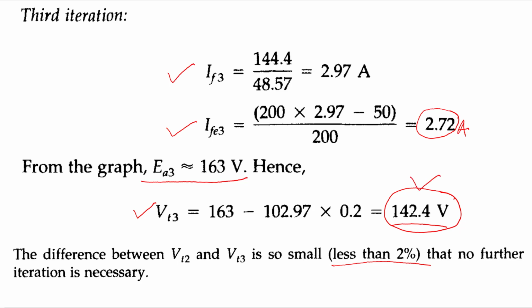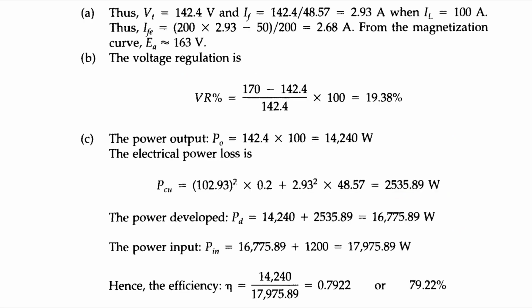The terminal voltage we'll consider is 142.4 volt, right? Now your terminal voltage we are considering 142.4 volt, and your IF from that will be 2.93 ampere, right? And IL we know is 100 ampere, and your IFE, that is the effective field current, from this I'll find 2.68 ampere. Then again EA will be 163 volt. Same voltage will come, right?